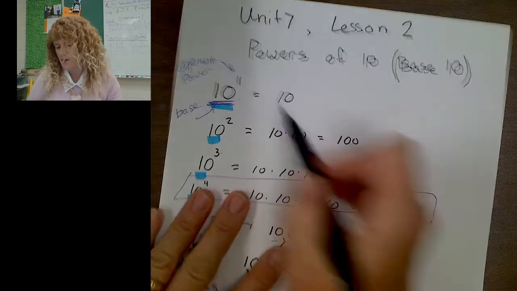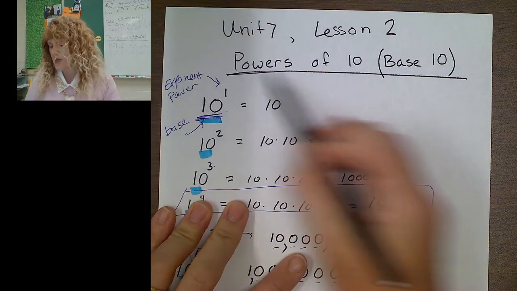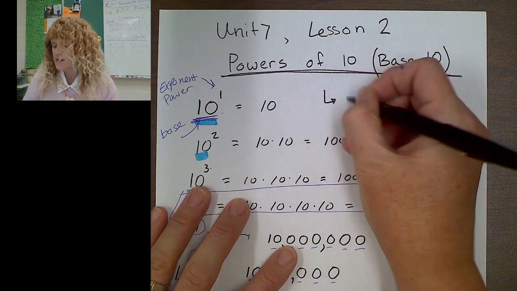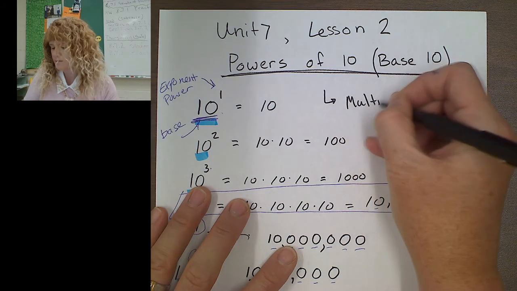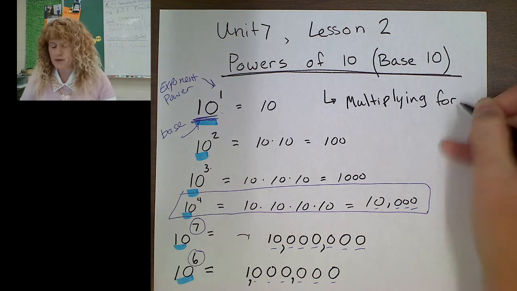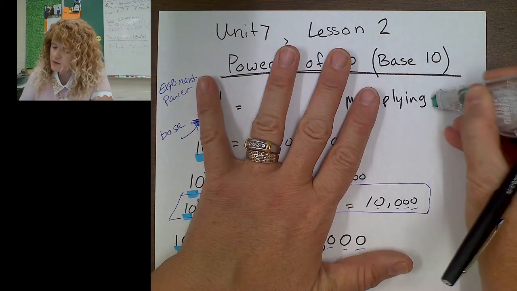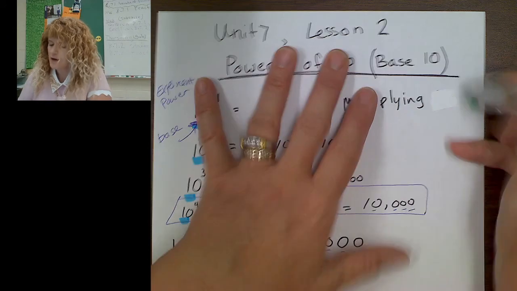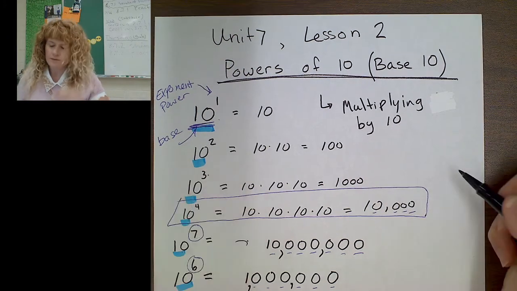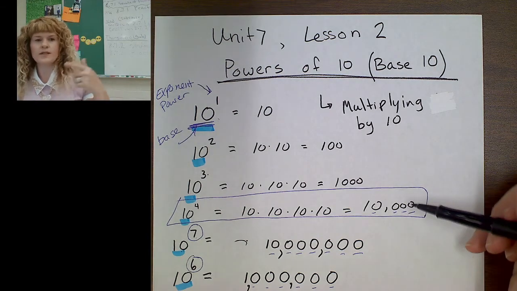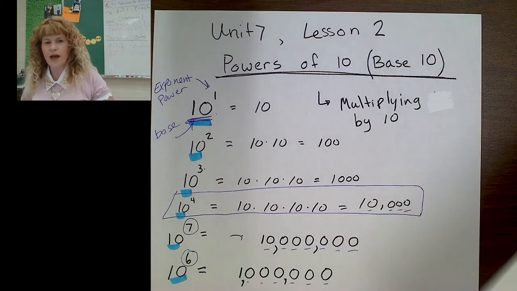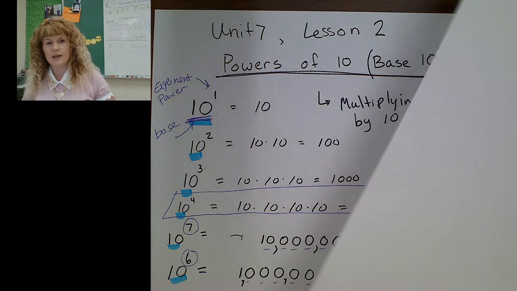Okay, the notes that we just did, powers of 10, base 10, I want you to put another subtitle here. This is multiplying by 10. Oops, I meant multiplying by. Okay, multiplying by 10. In that case, the exponent was increasing every time we multiplied by 10. Now I'll show you that the opposite happens when you divide by 10.